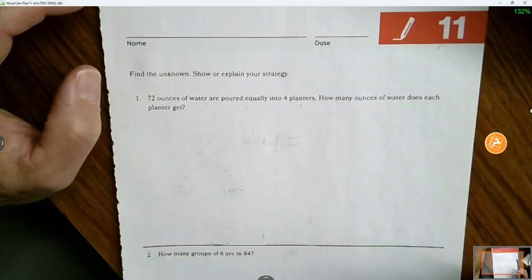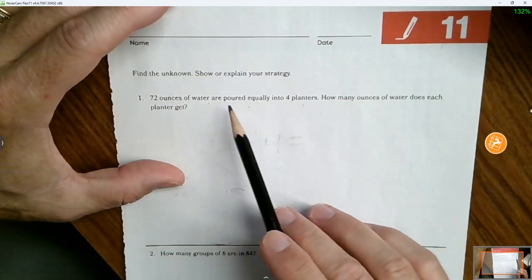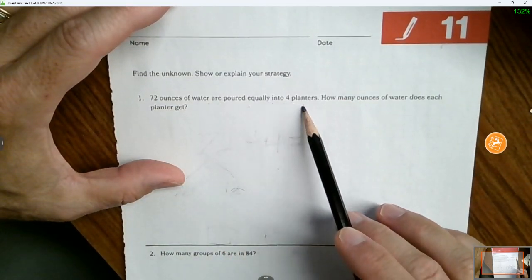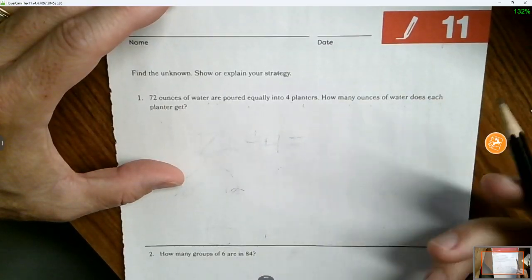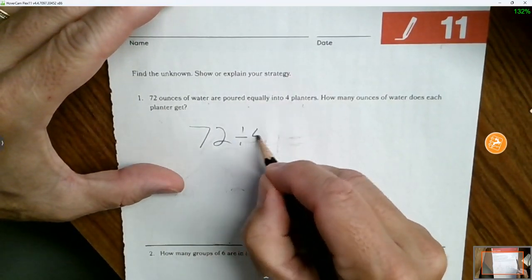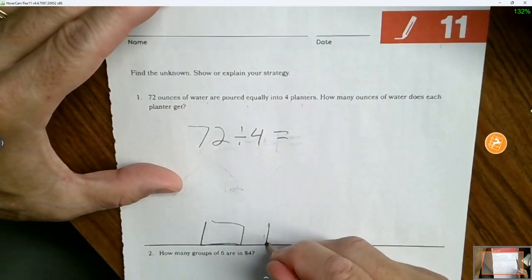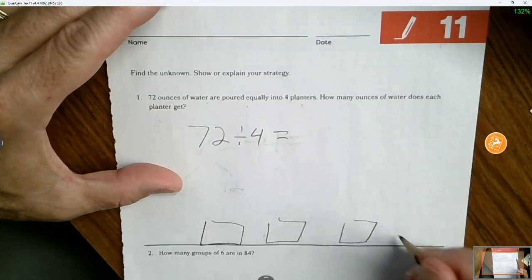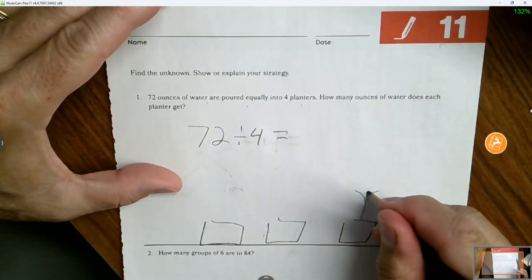Again, Eureka Math Squared, Module 2, Lesson 11, Homework Help. 72 ounces of water are poured equally into 4 planters. How many ounces of water does each planter get? There's a couple ways we can do this, but our problem is 72 divided by 4. So if you want, draw 1 planter, 2 planters, 3 planters, 4 planters, and you can draw a little plant or something coming out of there.